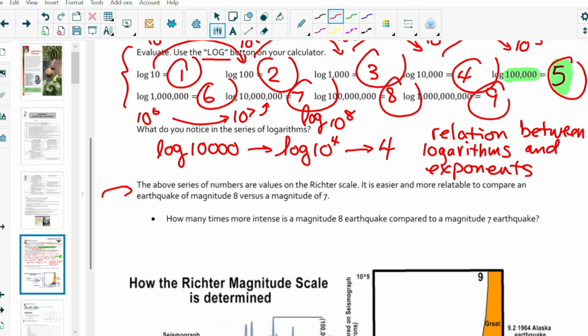The above series of numbers are values on the Richter scale. Well, you got it, right? It is easier and more relatable to compare an earthquake of magnitude 8 versus a magnitude 7, right?